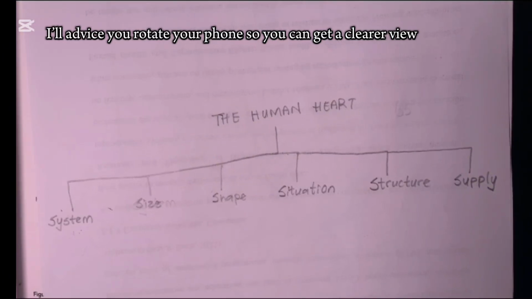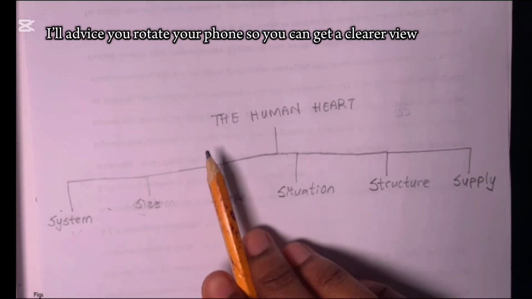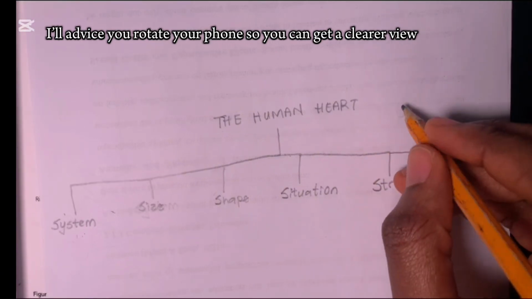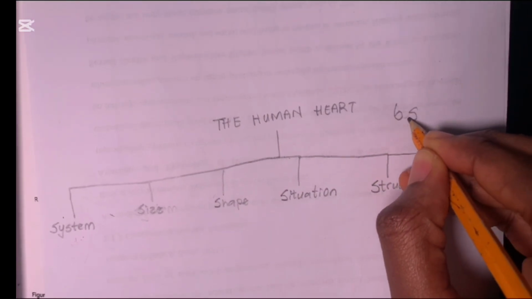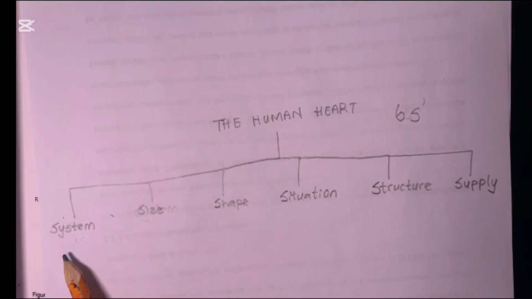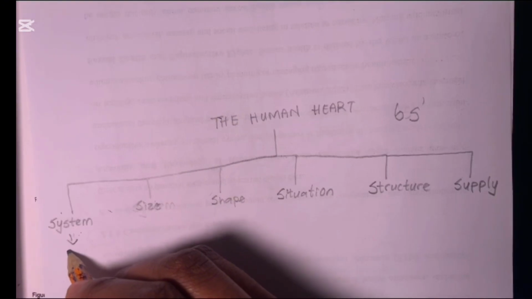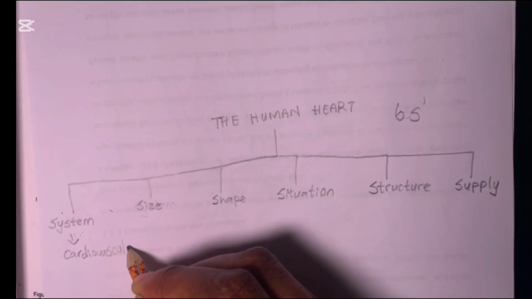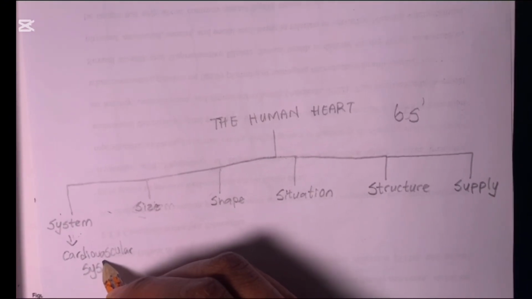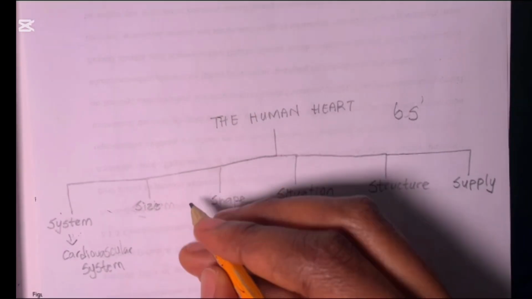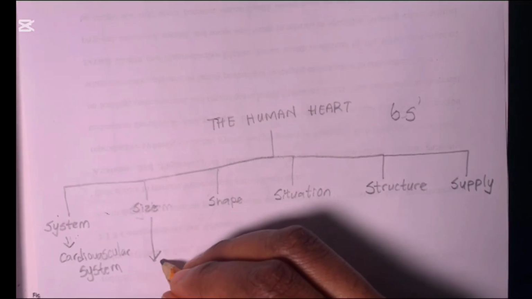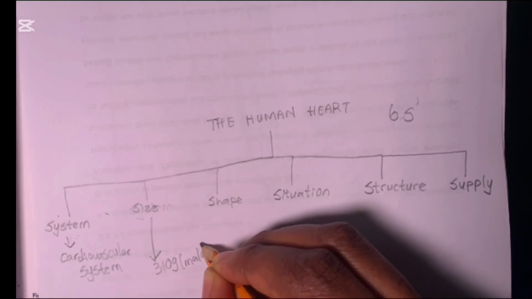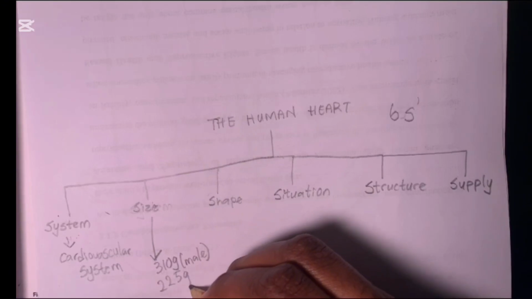So let's begin. But before we move to the blood flow to the heart, we're going to do a little revision on the human heart just to jog our memory. So we're going to use the 6S. So the first S is the system. We know that the human heart is an organ of the cardiovascular system. Then the size of the human heart, we know that it is 310 gram in male and it is 225 gram in female.